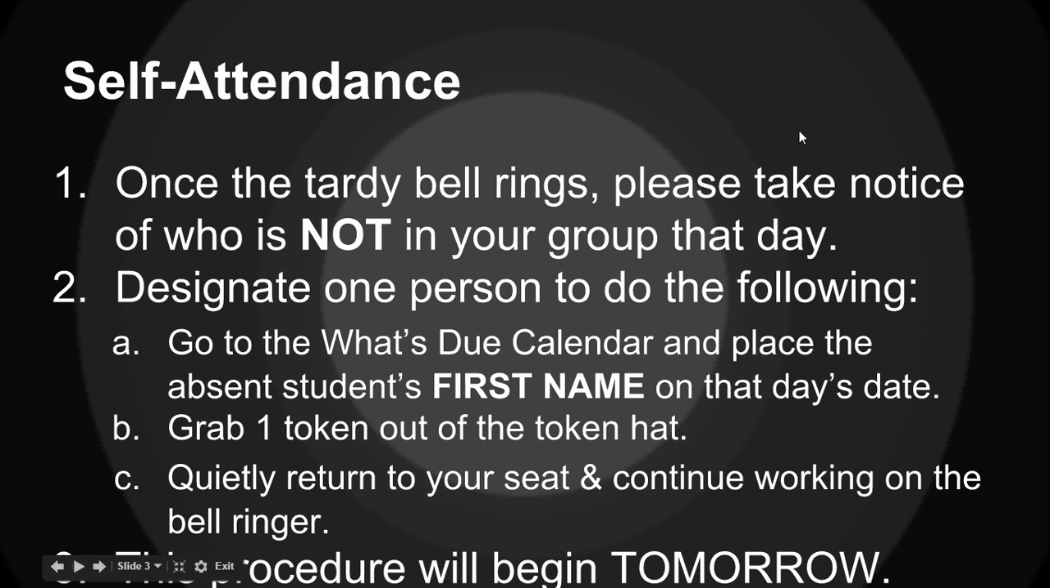Let's talk about self-attendance. Once the tardy bell rings, please take notice of who is not in your group that day. Designate one person to do the following. Go to the What's Due calendar on the chalkboard. Place the absent student's first name on that day's date. For example, if a student in your group is absent today, you'd place their first name under August 27th. Quietly return to your seat and continue working on the bell ringer.